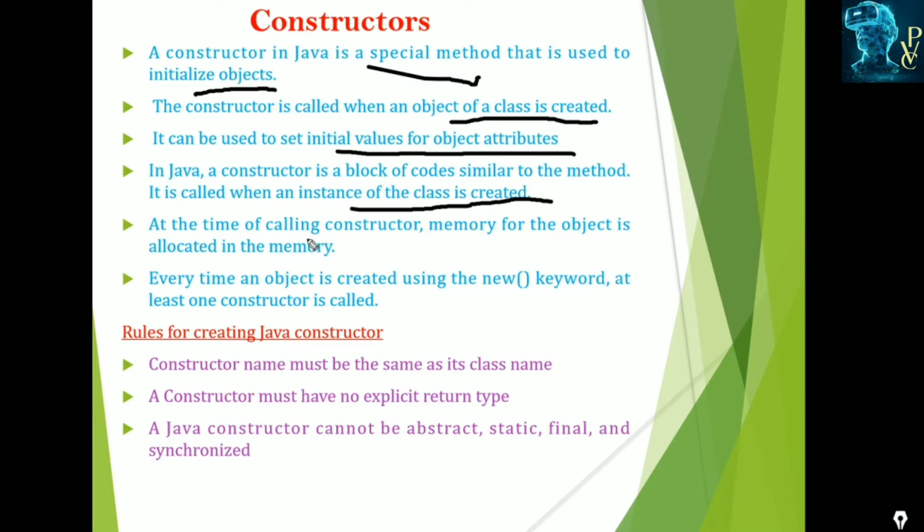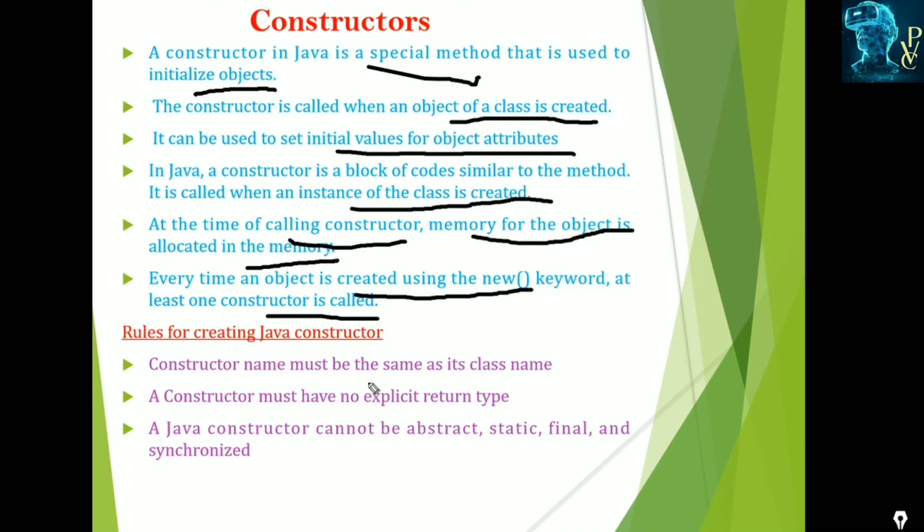At the time of the constructor call, memory for the object is allocated. When we create the object, it automatically allocates memory to the object. Every time an object is created by using the new keyword, at least one constructor is called. If we did not write any constructor in the program, the Java compiler automatically creates the default constructor. When we are creating a constructor, we have to follow the following rules.